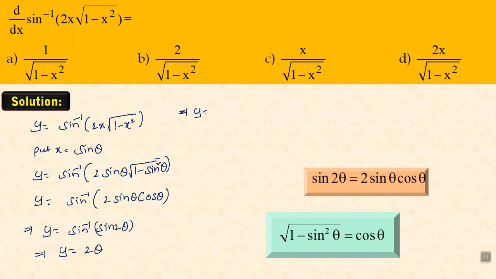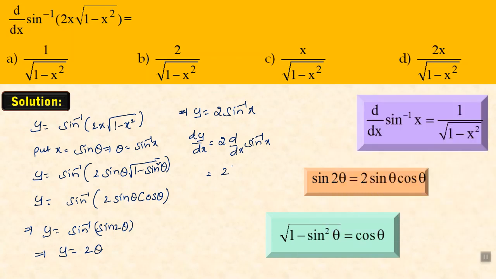That implies y is equals to 2 into theta, where theta is equals to sine inverse of x. So here y is 2 into sine inverse of x. Now differentiating with respect to x on both sides, we get dy by dx is equals to 2, which is constant, into d by dx of sine inverse x. This equals 2 into d by dx of sine inverse x, which is equals to 1 by root of 1 minus x square. Therefore, the answer is option B.